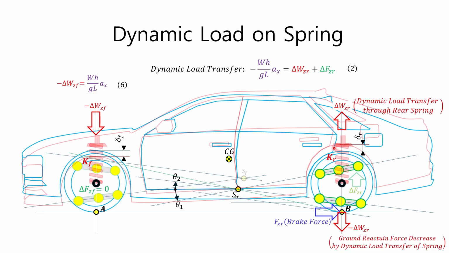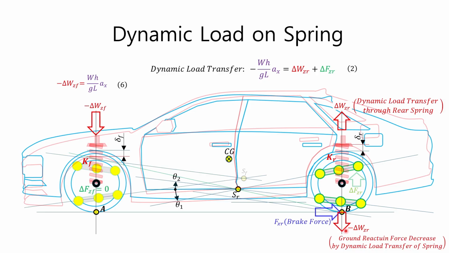In most vehicles currently on the market, the vertical dynamic load transferred through the springs, delta WZR, acts in a direction that lifts the rear of the vehicle and tensions the rear springs. As a result, the rear ride height increases by delta R. Here, the displacement delta R has a positive value during a bump and a negative value during a rebound. Therefore, the rear ground reaction force minus delta WZR has a negative value and acts vertically downward.